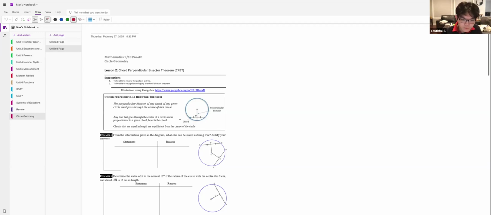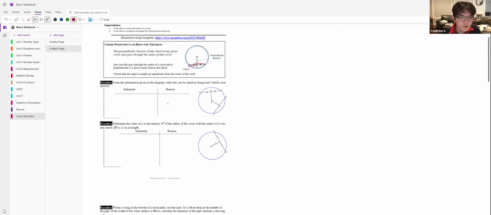So for example here, these two are the same length, right? From here to here is the same length. So then that means this is 90 degrees, and this also passes through the center of the circle. So from the given information in the diagram, what can be stated as being true? Justify your answers. Okay.